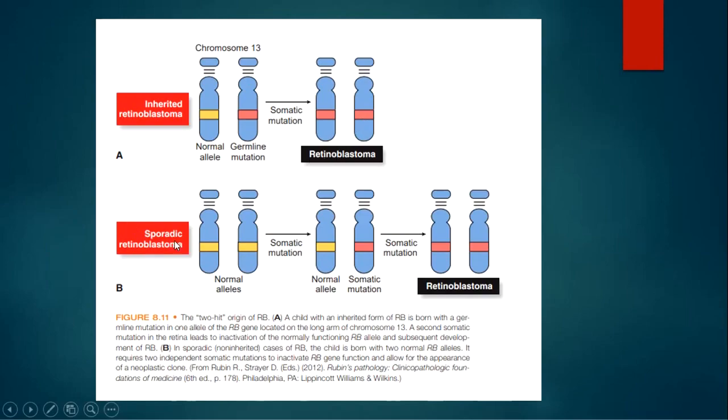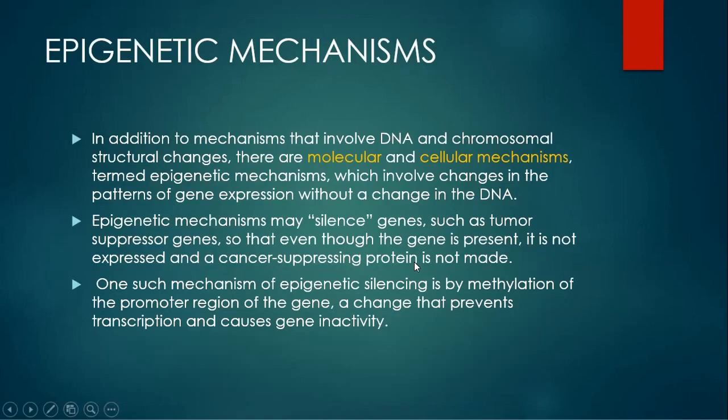But in case of sporadic, what happened is he did not acquire any from his parents because there was no history in his parents. So they were normal genes. What happened? There happened to be a somatic mutation, which was the first hit. Then the second hit happened, the second mutation happened, and again he acquired 2 hits or 2 mutations and he developed retinoblastoma.